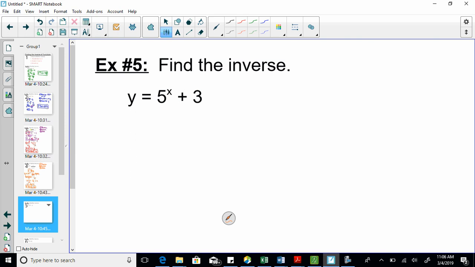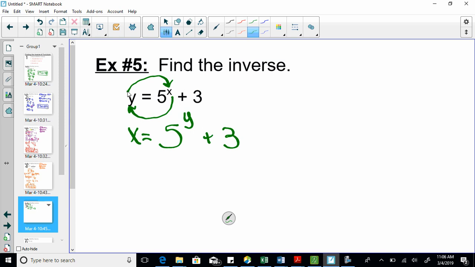So now, just because it is 5 raised to x, that does not change anything. We still follow the same process. The difference is, I don't have to rewrite it as y equals. It's already y equals. So we can skip step number 1. We go straight to step number 2. So step number 2, we still go ahead and switch x and y. So y is going to come over here. X is going to go over there. So we have x equals 5 raised to y plus 3.